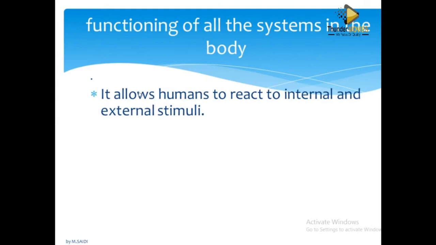So what is the function of the central nervous system? Number one, it allows the human to react to internal and external stimuli. If it's one, it's called stimulus. If there are many, we call them stimuli. So when you say it reacts to internal and external, a stimulus is any change in the environment. For example, if the heat is low, then changes to high, that is a stimulus.